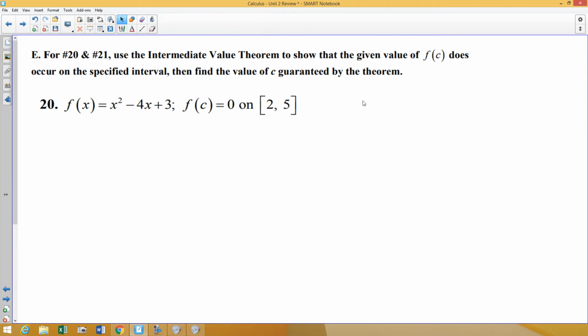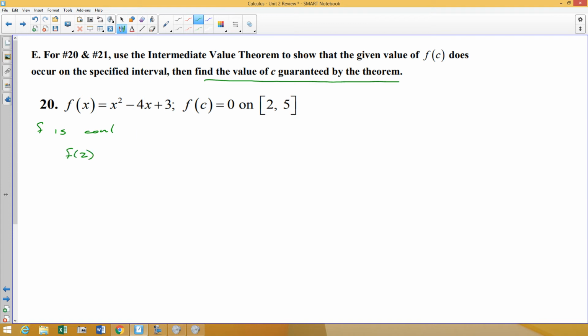So this one, intermediate value theorem again, only this time we're not showing zeros. Actually, this one we are. We're not only showing that we equal a certain value, but I want you to find the value of c guaranteed by the theorem. So this is a parabola, which means f is continuous. And I am wondering if there is a 0 on the interval 2 to 5.